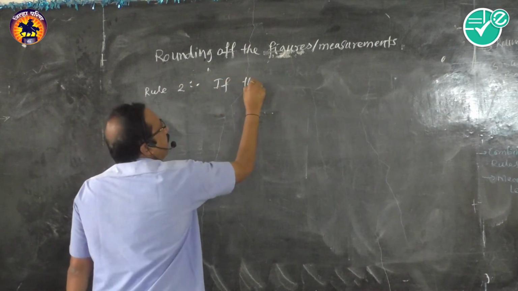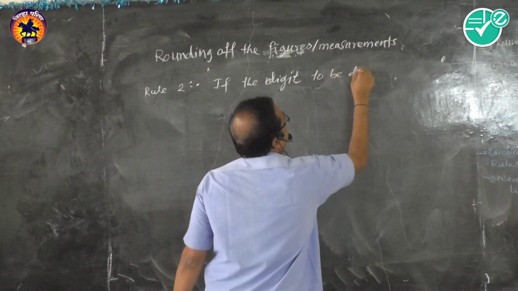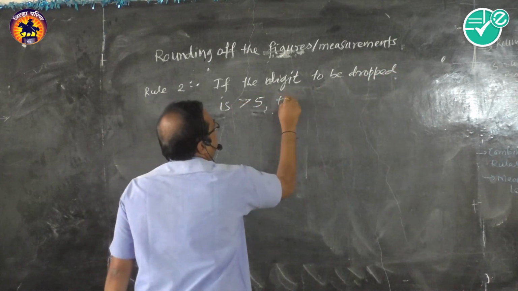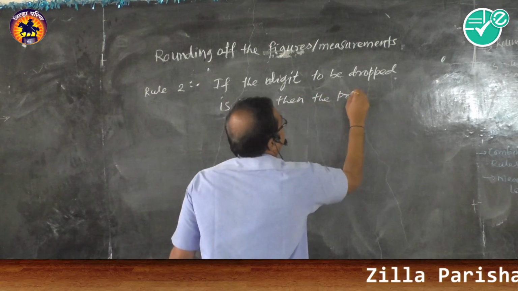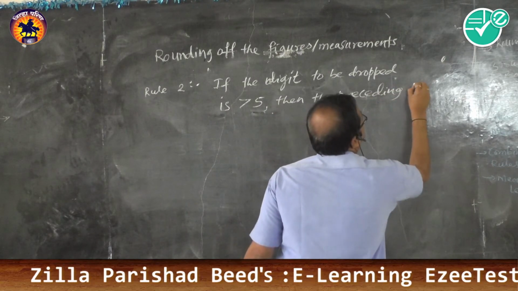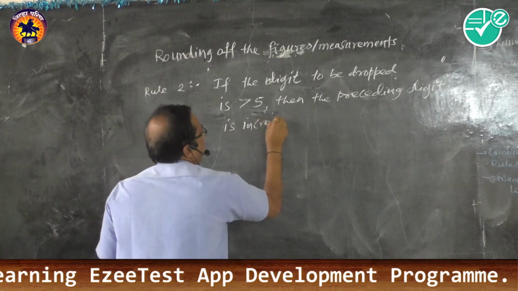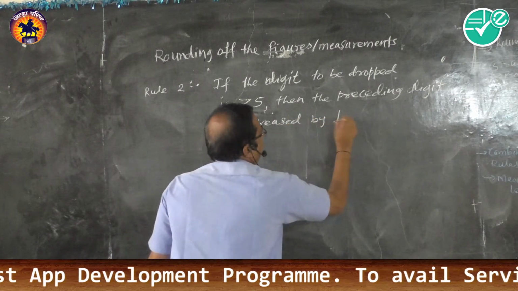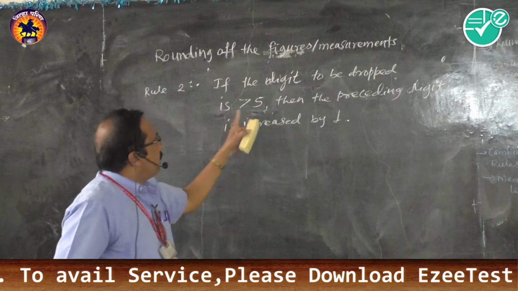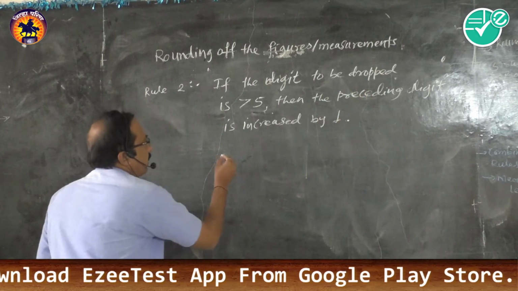If the number or the digit to be dropped is greater than 5, then the preceding number, that is the number which occurs just before the number, preceding number or preceding digit, is incremented by 1. So let us see an example. If the digit which is to be dropped is greater than 5, then the preceding number is increased by 1. Let us see an example.